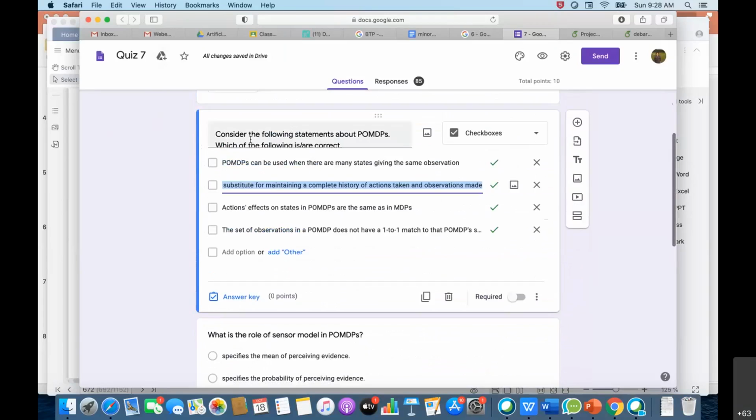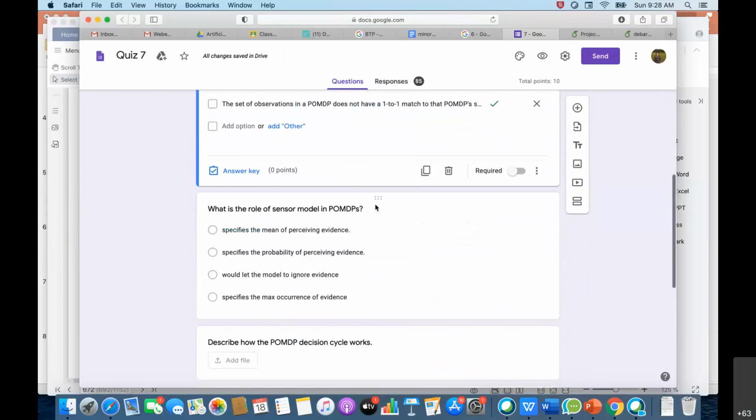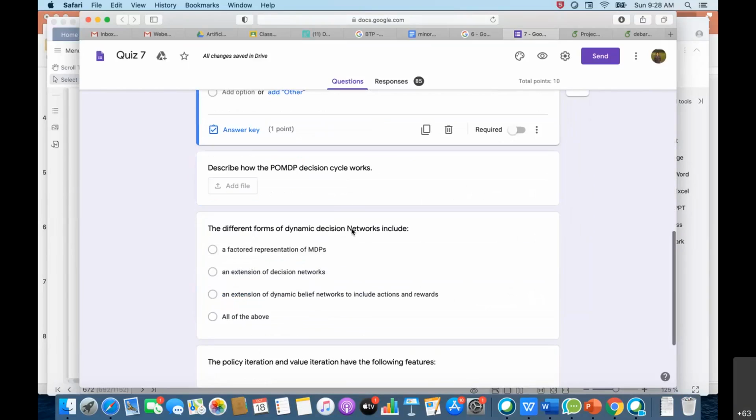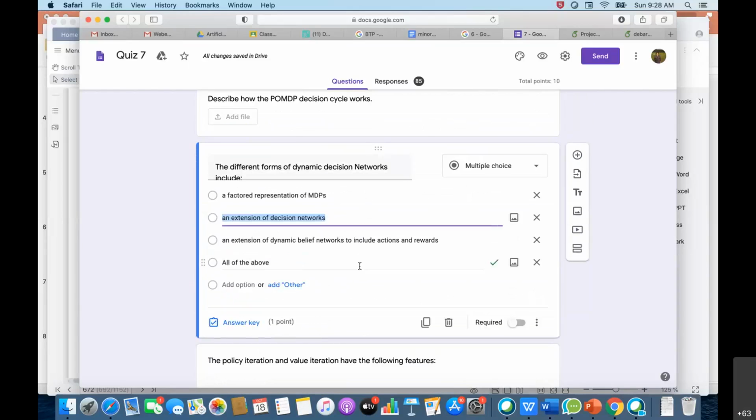Then consider the following statements about POMDP, all are valid. POMDP can be used for all these; all options are valid actually. Now, what is the role of the sensor? That also you know. We are only perceiving the evidence with the sensor. Now describe how the POMDP decision cycle works. That I have also discussed in the last class.